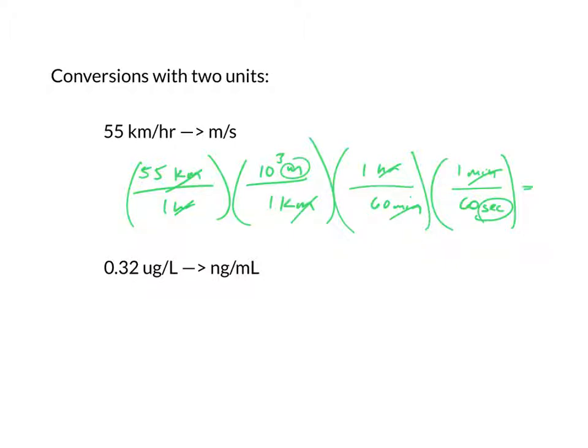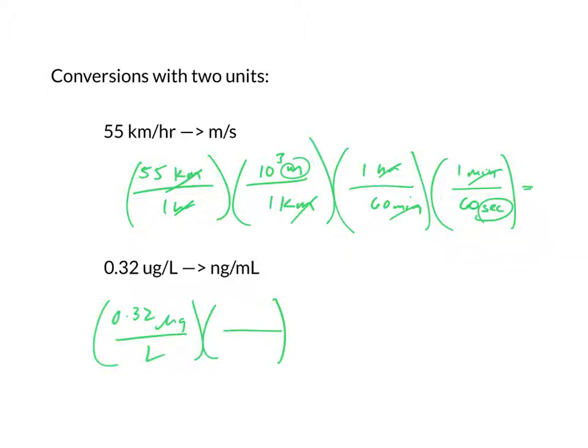Okay. We can do the same thing here again, right? So 0.32 micrograms again per liter. So that's really micrograms on the top and liters on the bottom. And so I can convert that using dimensional analysis to nanograms per milliliter, just picking out whatever term we want. So I'm going to do the one on the top and then the one on the bottom. You can do the one on the bottom first. It doesn't matter what order you go.